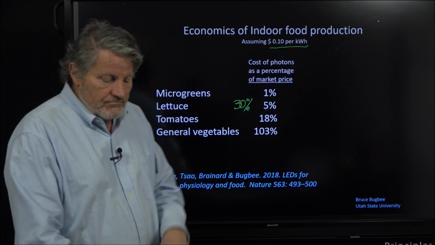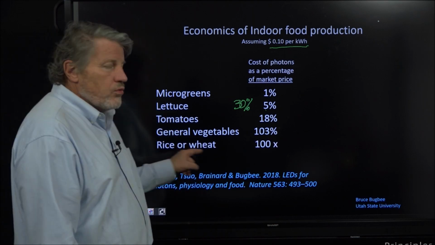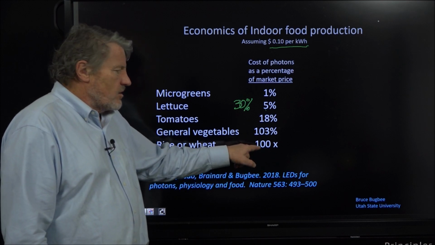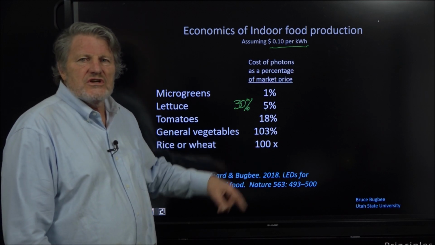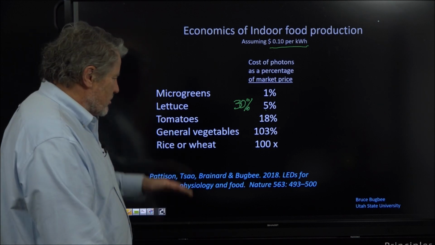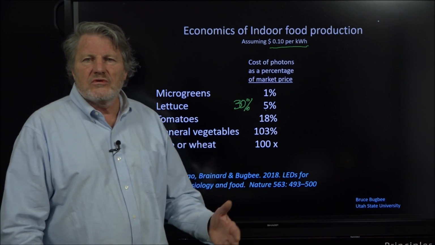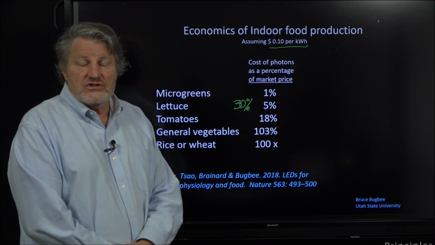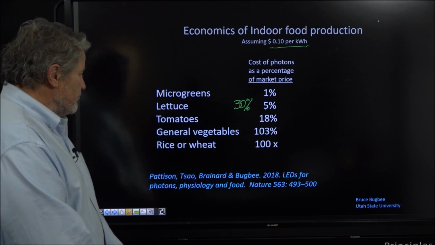Even worse, rice or wheat. The value of the photons is 100 times greater than the value of the rice and wheat. We are never going to grow our staple crops without sunlight. We need free sunlight to grow these staple crops.